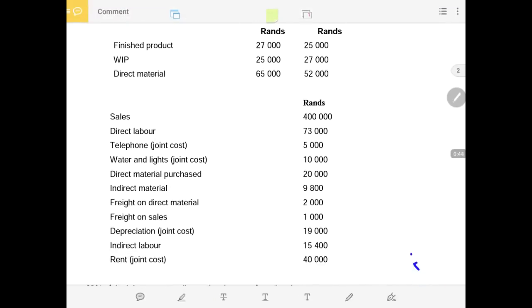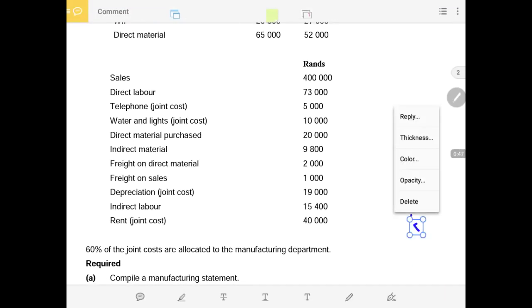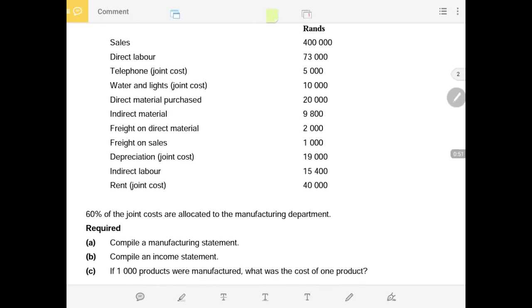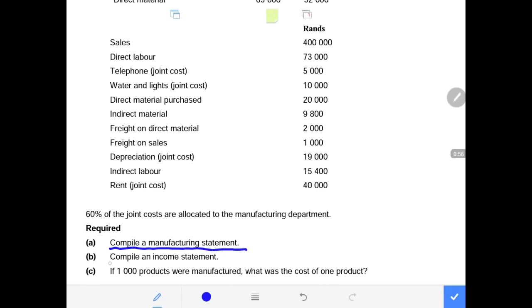Now, I want to begin by reading what is required, or reading my requirement, before I do my analysis. We are required to compile the manufacturing statement, compile the income statement, and, if 1,000 products or units were manufactured, determine the correct product cost per unit, or in other words, the production cost per unit.